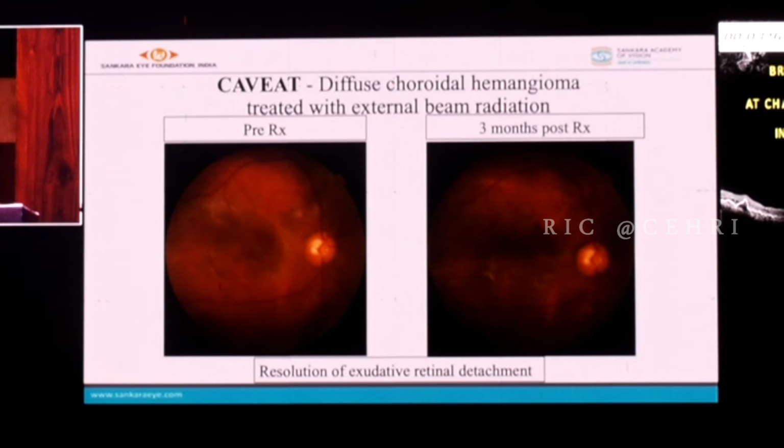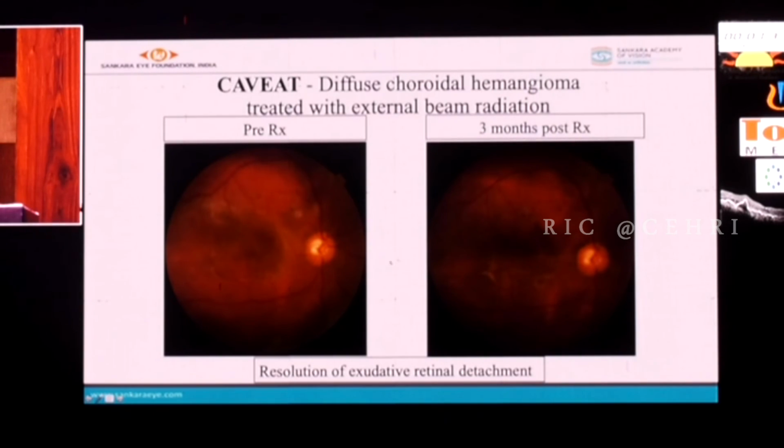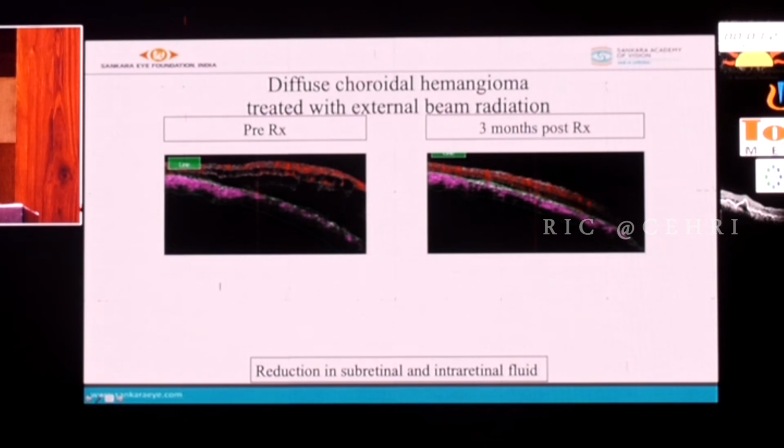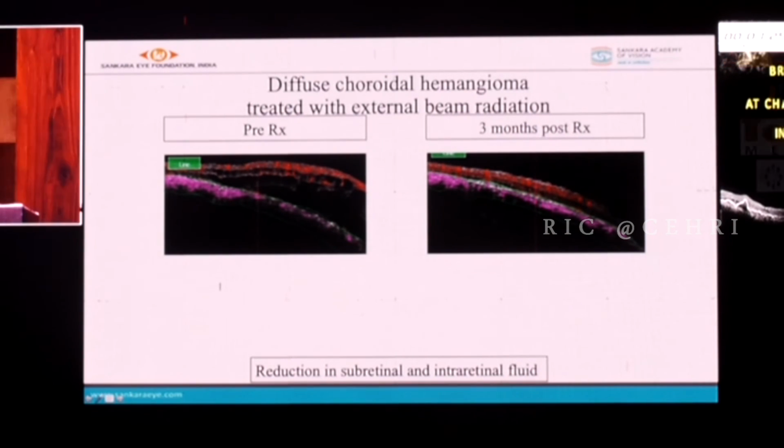But not everything is hunky-dory in medicine. So here there is a caveat to it. This is another patient with a choroidal hemangioma who underwent external beam radiation. The exudative detachment is reduced, and this is the pre-treatment and post-treatment. You can see intraretinal edema and subretinal fluid, which are resolved.